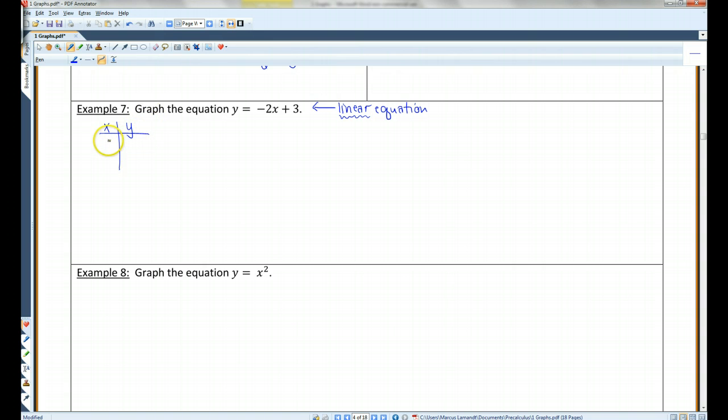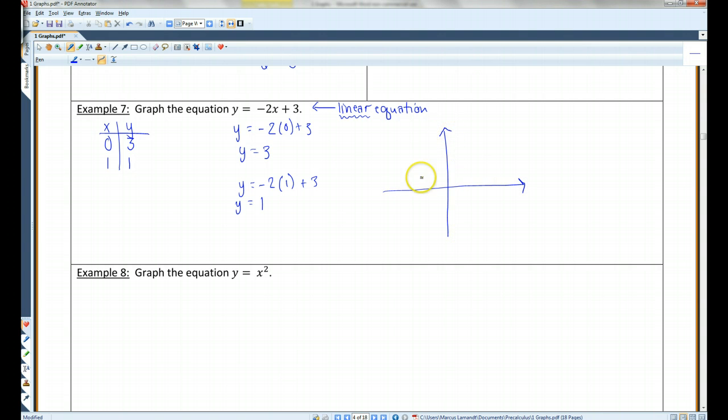So just pick 2 points. Let's plug in 0 for x and let's plug in 1 for x and see what we get. If I plug in 0, y equals negative 2 times 0 plus 3, y equals 3. Now let's plug in 1. Y equals negative 2 times 1 plus 3. Negative 2 plus 3 is 1. Okay? So now we can graph it.